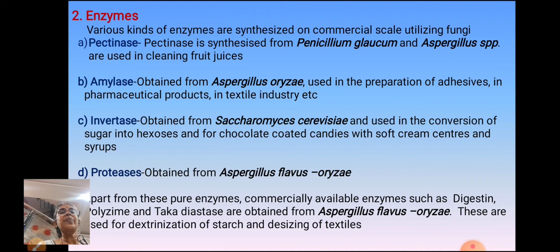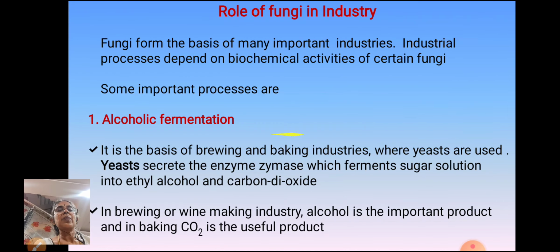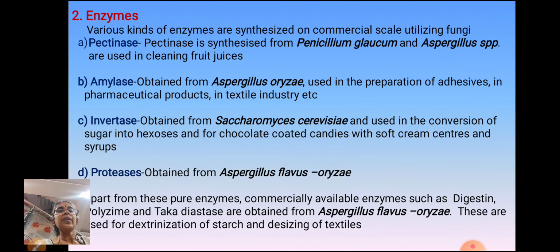Pectinase is synthesized from Penicillium glaucum and Aspergillus species. These are used in clarifying fruit juices. Amylase is obtained from Aspergillus oryzae, used in the preparation of adhesives, in pharmaceutical products, in the textile industry, etc. Invertase is obtained from Saccharomyces cerevisiae and used in the conversion of sugar into hexoses and for chocolate coated candies and also syrups. Protease is obtained from Aspergillus flavus oryzae.